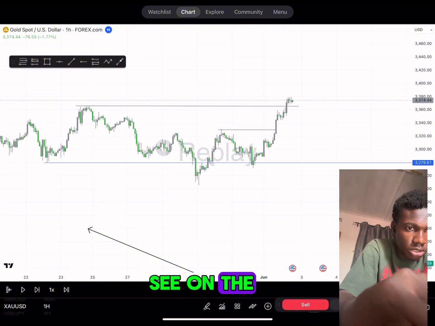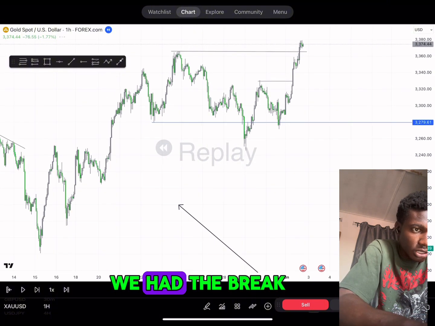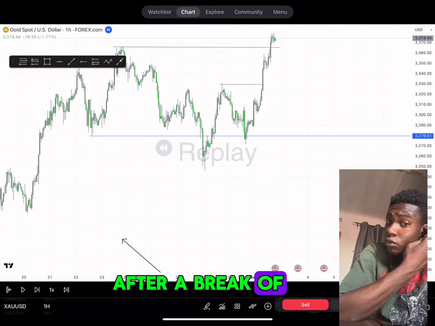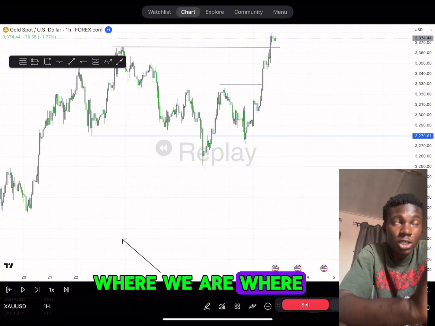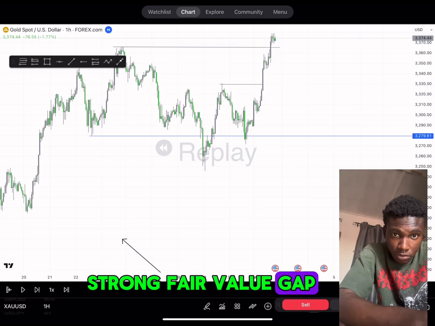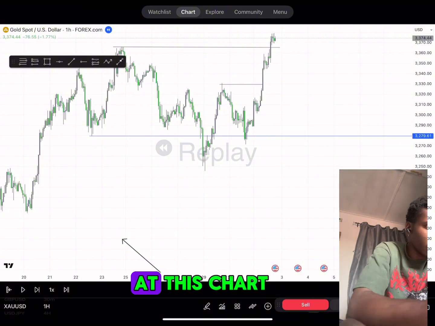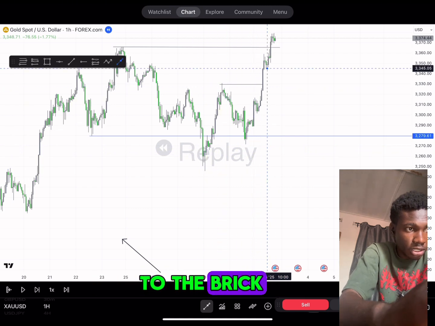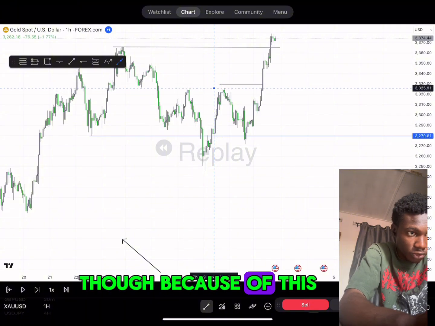Now as you can see on the 1 hour time frame, we had the break in structure. After a break of structure, what you are supposed to look for is a point where you have an order block and a strong fair value gap before you find your entry. If you are looking at this chart, this move to the break, this was equal. After it swept, it actually swept this place though, because of this weak high here.